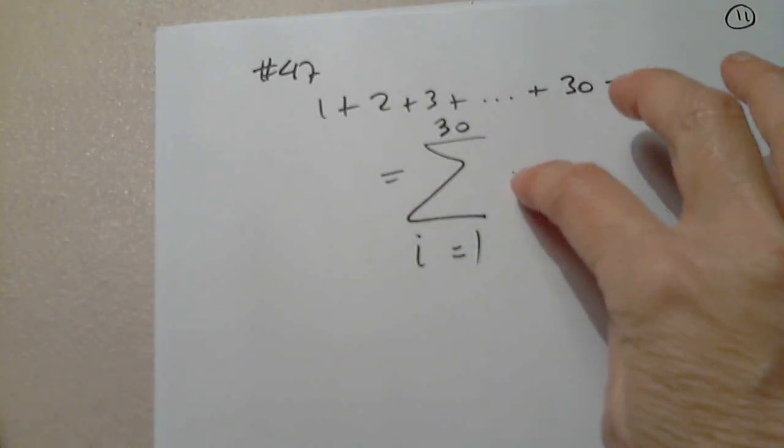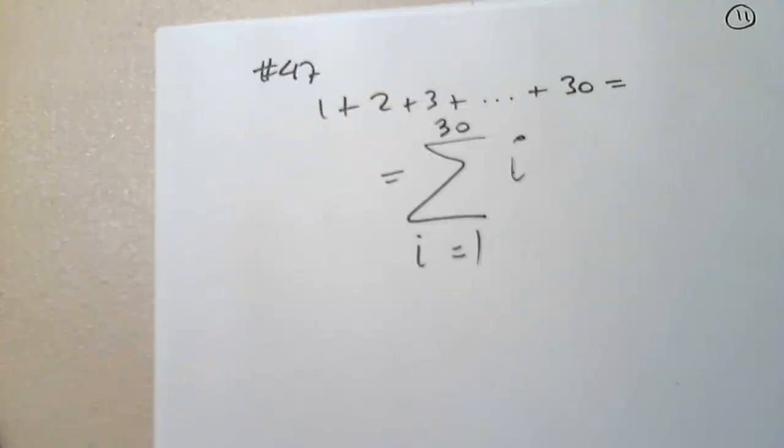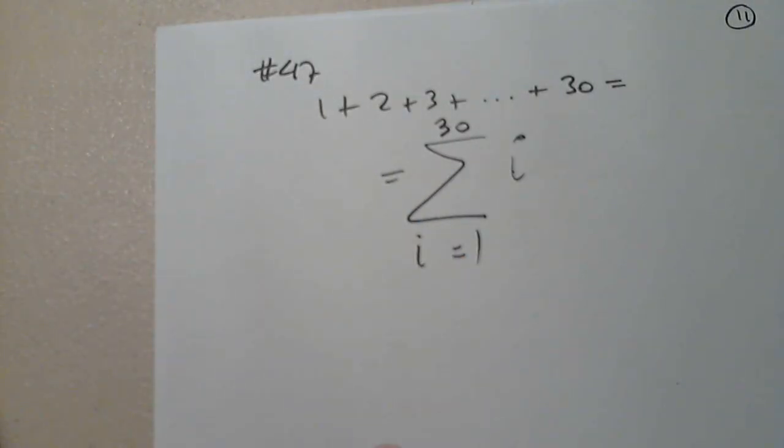What will be the general term? That's it. When I is 1, plus when I is 2, plus when I is 3, plus dot dot dot, when I is 30. Excellent.